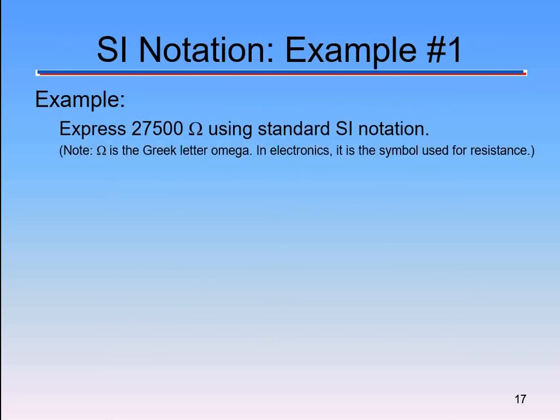So here's one where we've got to put it all together. We're going to do SI notation. So we're going to express the number 27,500 ohms. Ohms is a unit of resistance. We're going to be using that a lot in the electrical courses that you're going to be taking with us, and in this course a lot. So we're going to take 27,500 ohms, and we're going to use standard SI notation.